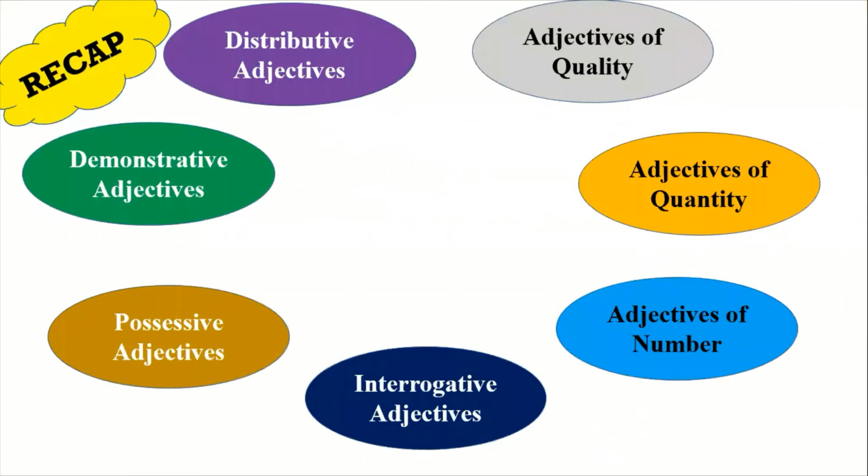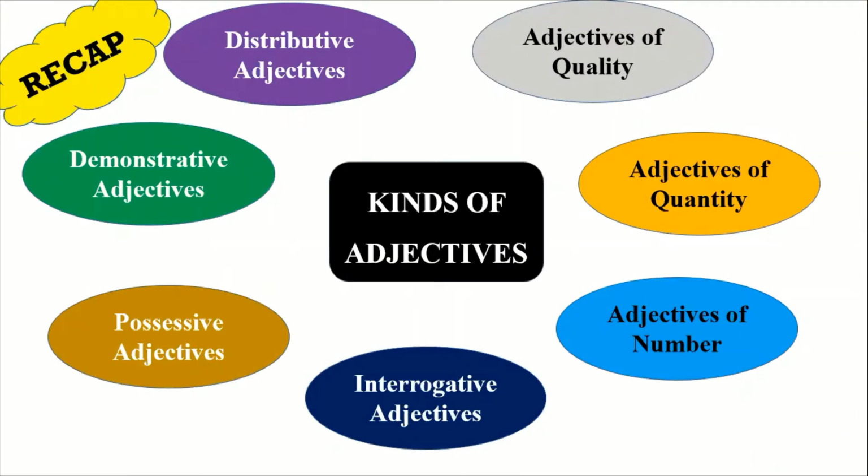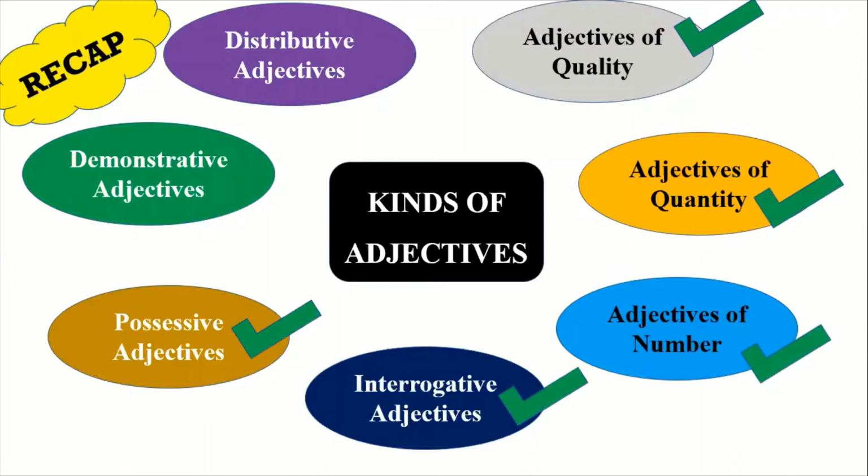Okay, so let's have a recap. I hope you remember what we studied. We learned about different kinds of adjectives. Why I'm repeating this is because it is very important to remember these 7 kinds. Okay, we'll be having this for the test as well. And then we learned in depth about adjectives of quality, adjectives of quantity, adjectives of number, possessive adjectives, and interrogative adjectives. Now we just have 2 more adjectives pending, that is distributive adjectives and demonstrative adjectives.